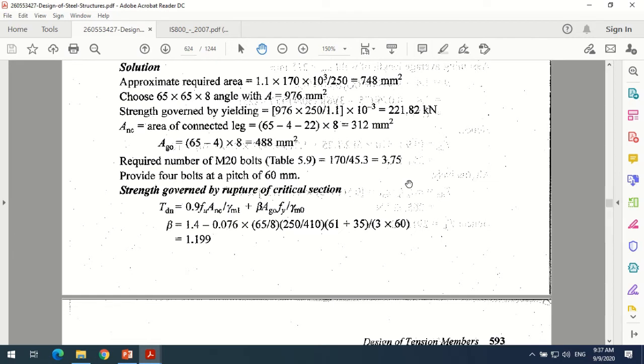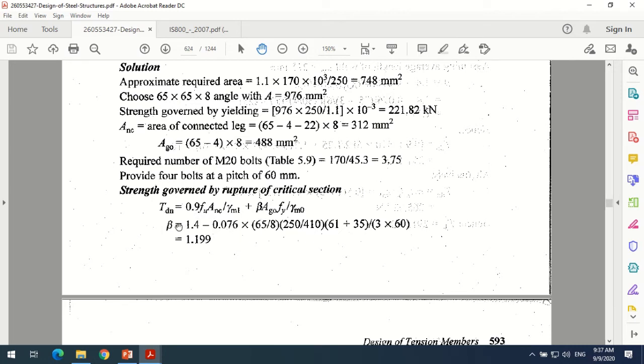Okay, on that basis, we will decide the pitch distance, and that has been provided as 60 mm over here. So in this case, TDN, we will go for calculating the design strength due to rupture over here. TDN = 0.9 FU ANC upon gamma M1 plus beta into AG0 into FI upon gamma M1. We have all these values over here. ANC is there with us, AG0 is there with us, beta has to be calculated.